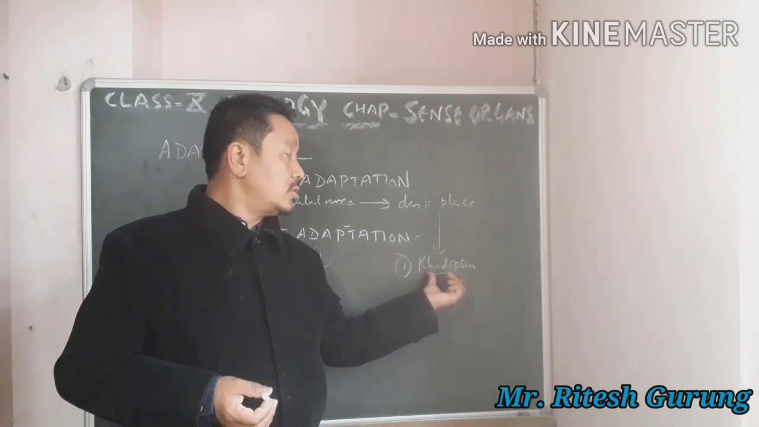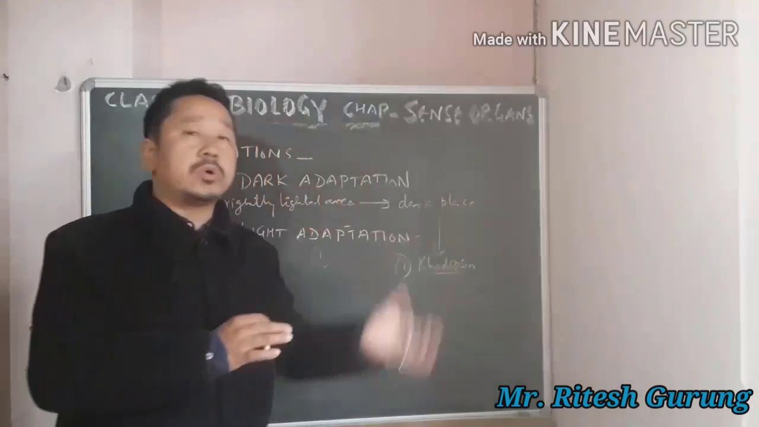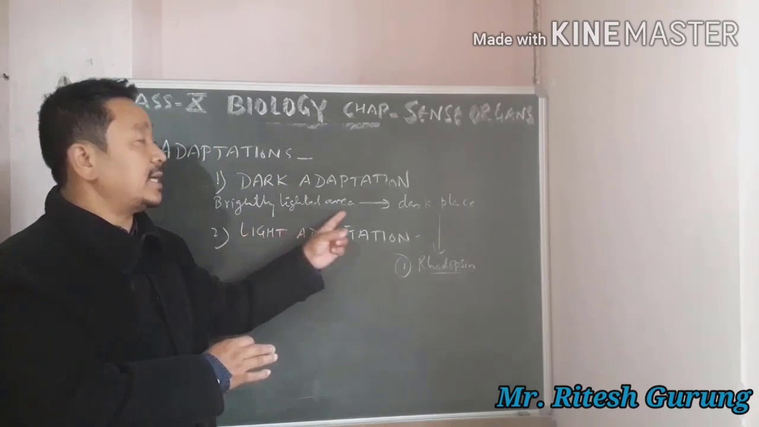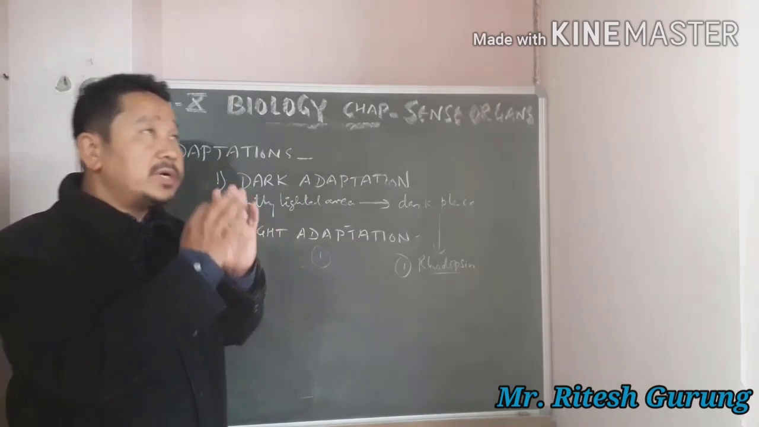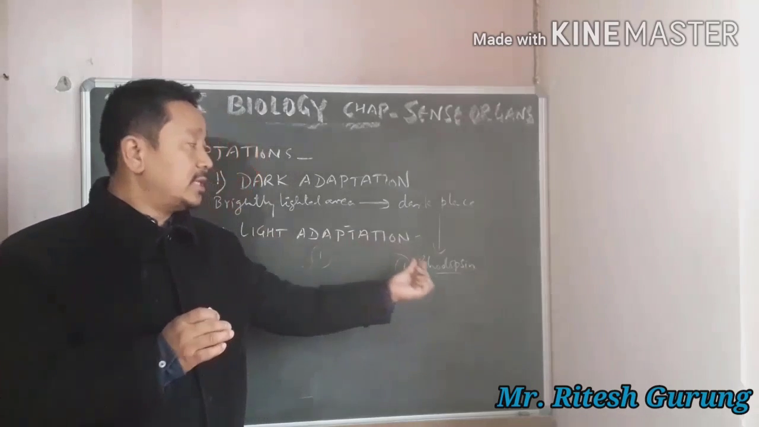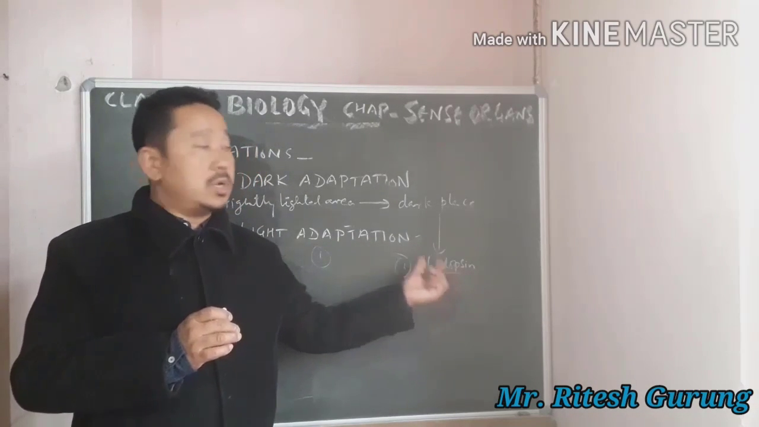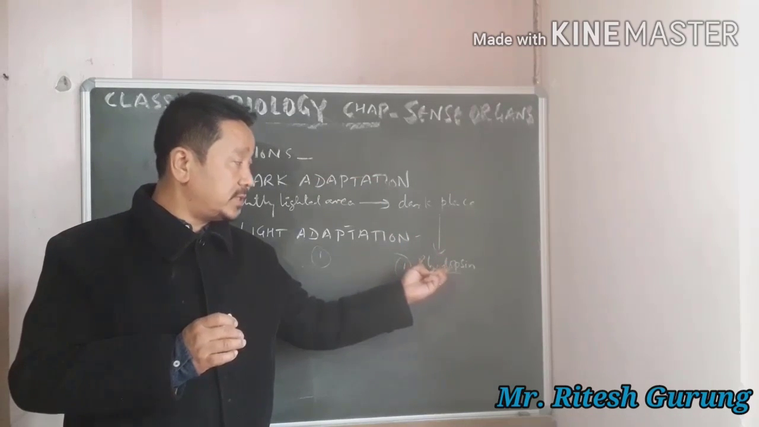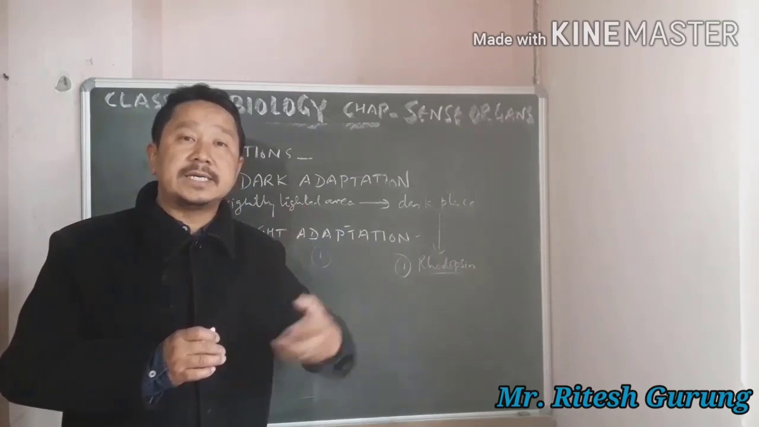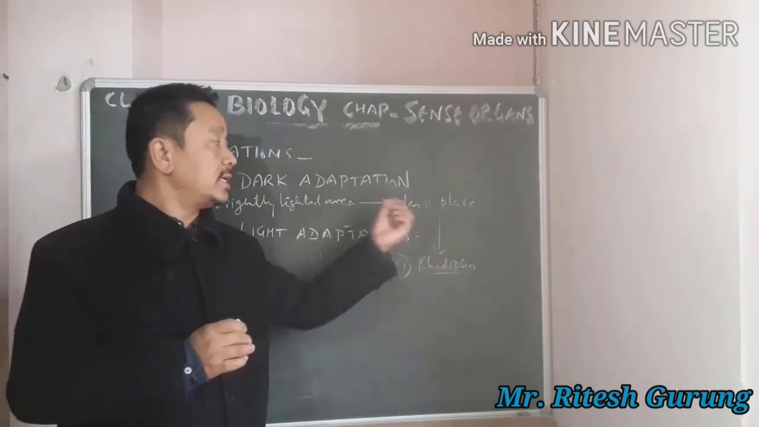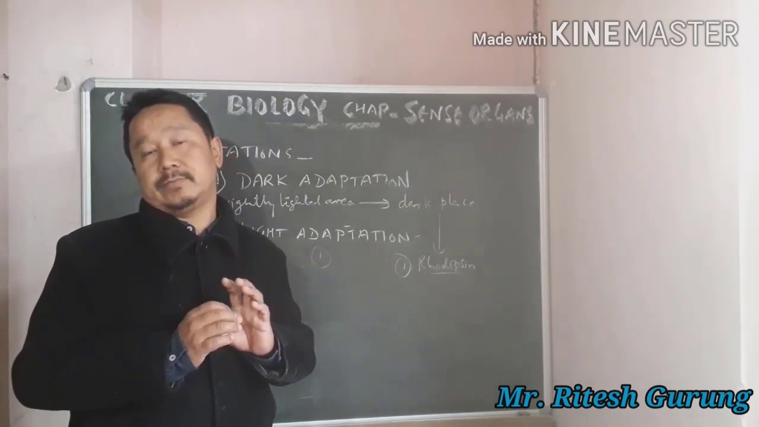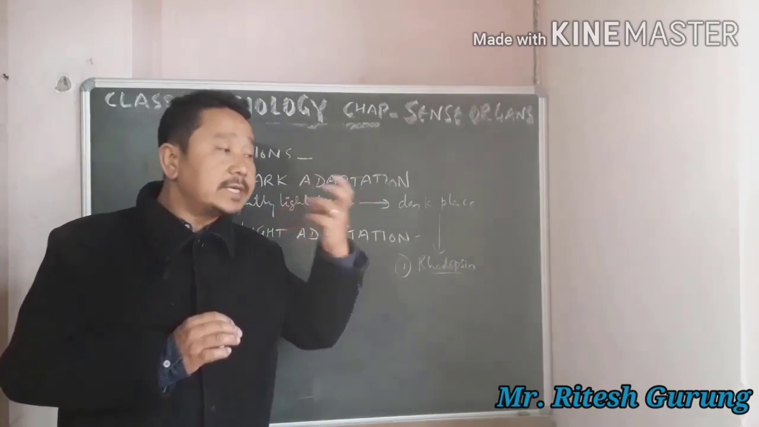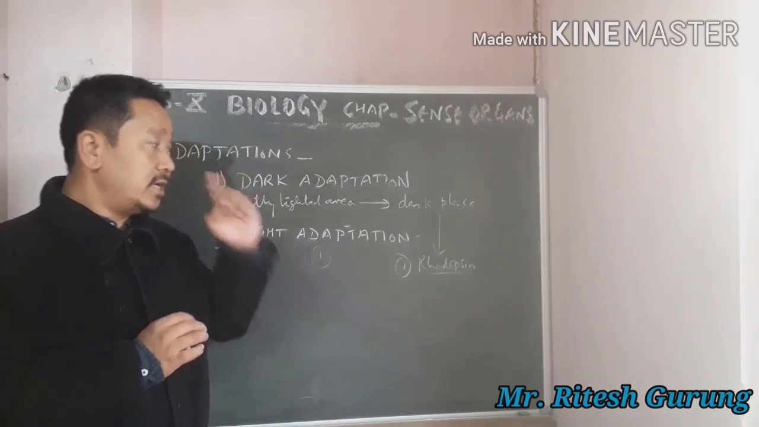Regeneration of rhodopsin takes place, which was broken down when you were in the brightly lighted area. When you entered the dark place, the rhodopsin got regenerated. Regeneration takes a little bit of time, so you will slowly adjust and slowly gain your vision. All right, that is point number 1.